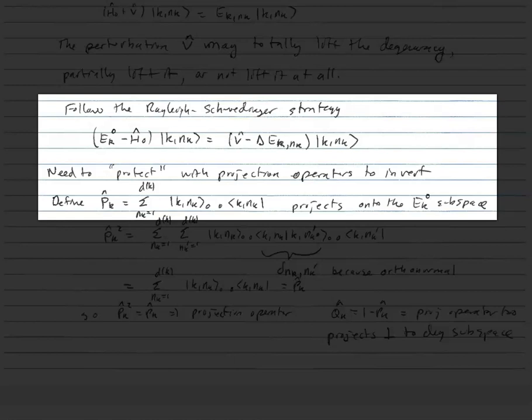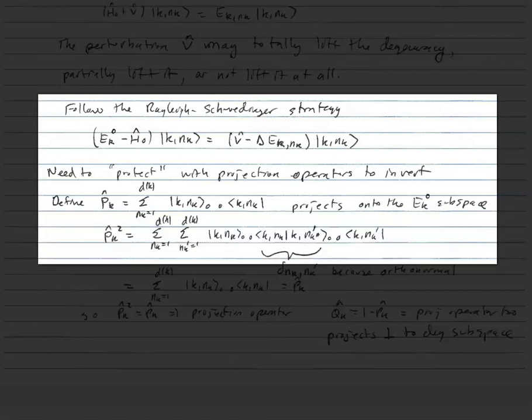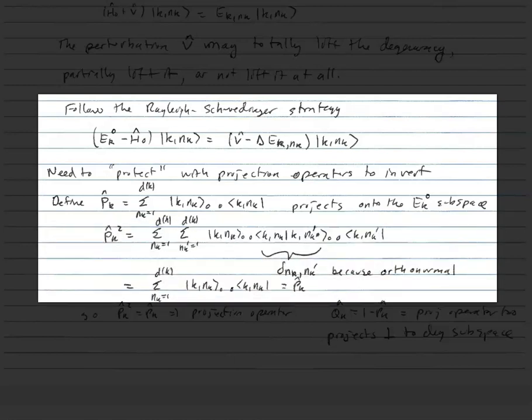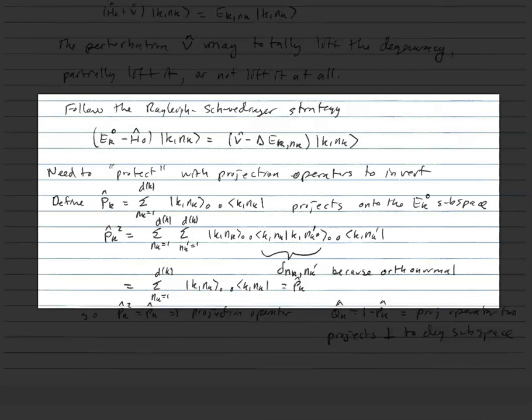So we're going to define the projection operator P_k, which now has a number of terms. It'll be a sum n_k equals 1 to d of k of the ket-bra product, k comma n_k 0, bra k comma n_k 0, and that projects us onto the E_k^0 subspace. You can easily check that it's a projection operator by simply calculating the square of the operator, because the overlap of a k n_k with a k n_k prime is going to give me a delta n_k n_k prime. Because all of those states are orthonormal, you get back the original projection operator P_k. So P_k squared is equal to P_k.